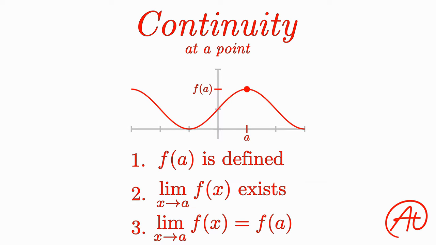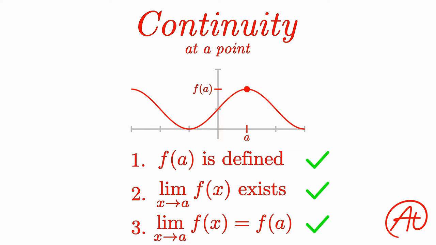So for this graph, the function is continuous at x equals a because when we plug in a, we get some value. The limit as x approaches a from the left is the same value as when x approaches a from the right. And finally, this value of the limit is the same value as the one we got when we plugged in a to the function.